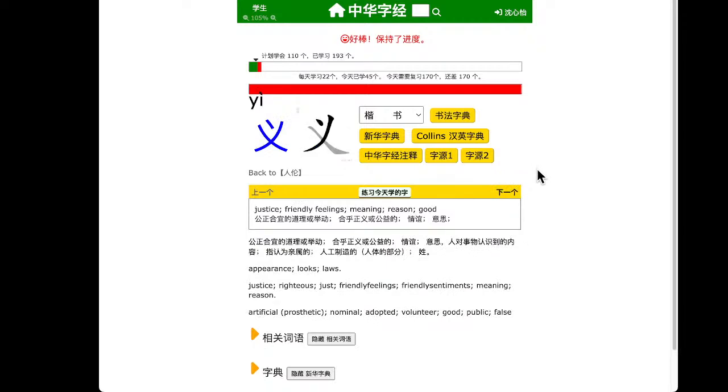义 refers to justice and goodness and reason and all those kinds of honorable and shiny values.